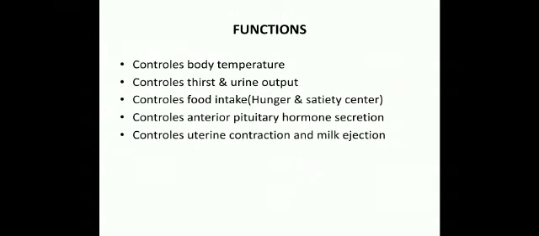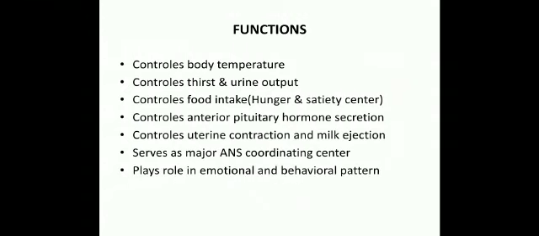and it controls the uterine contraction and milk ejection, and serves as a major autonomic nervous system coordinating center. It plays a role in emotional and behavioral patterns like emotion, fear, rage, aversion, pleasure or reward. All these are controlled by the hypothalamus, the limbic system and the prefrontal cortex. Then it participates in the sleep wake cycle.